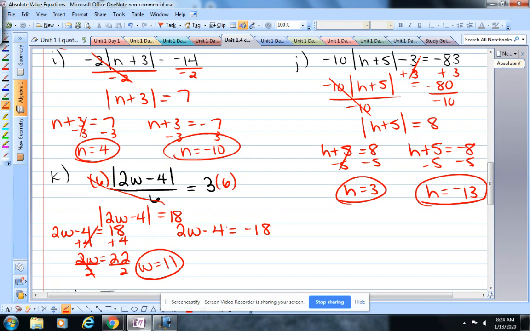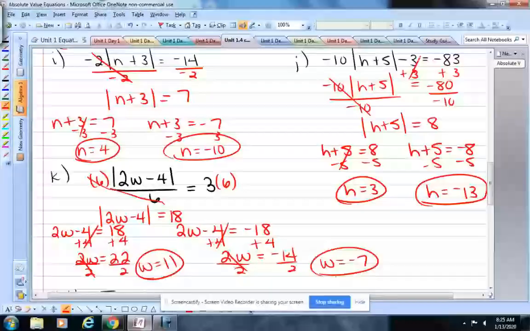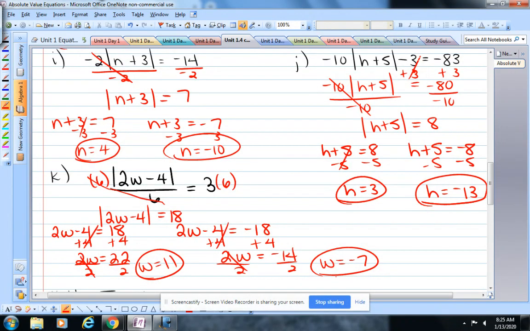And the next one, I do the same steps. I add 4 first. What's negative 18 plus 4? So 2w equals negative 14. Then what? Divide by 2, and w equals negative 7. How many answers should we always have? 2 on an absolute value.